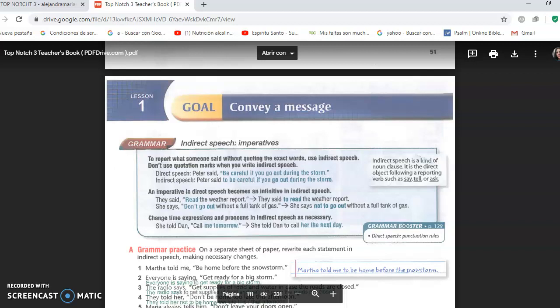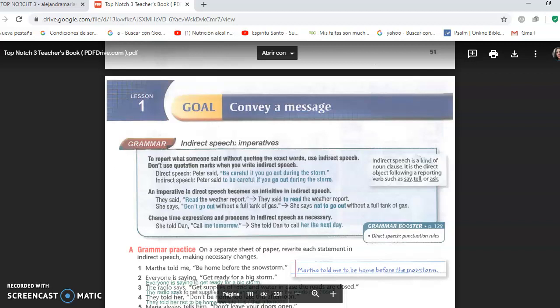¿Ok? Cuando es direct speech, vamos a decir, Peter said, y vamos a abrir comillas. Be careful if you go out during the storm. Lo que está entre comillas es lo que dijo Peter. Ahora, cuando es indirect speech, ahí vamos a decir, Peter said, y le vamos a agregar un infinitivo. ¿Ok? Peter said to be careful if you go out during the storm. Esa palabra to hace el cambio. Es para que sea un indirect speech.